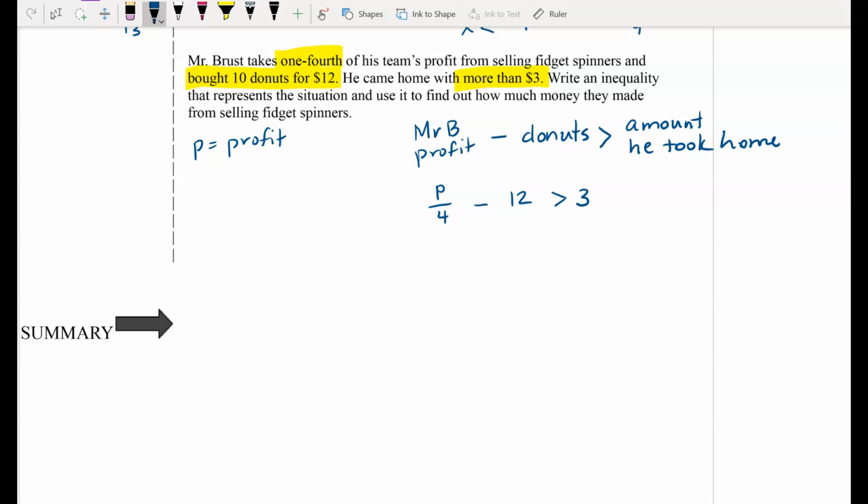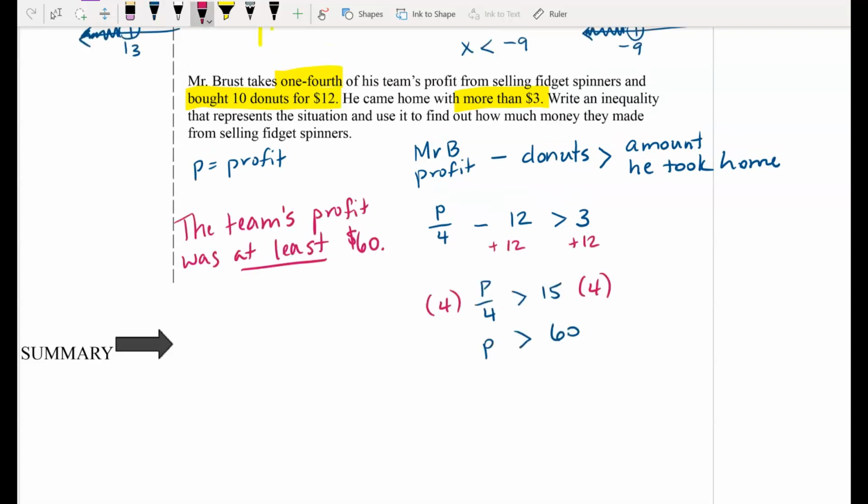Now solve that inequality for P. Here are the steps that I used to solve that inequality, and I got P is greater than 60. Remember, P is profit, so the team's profit was at least $60.